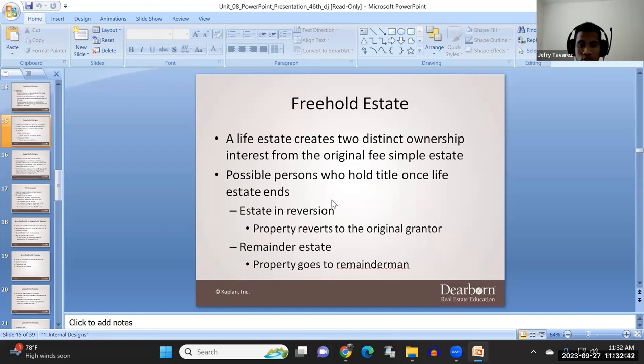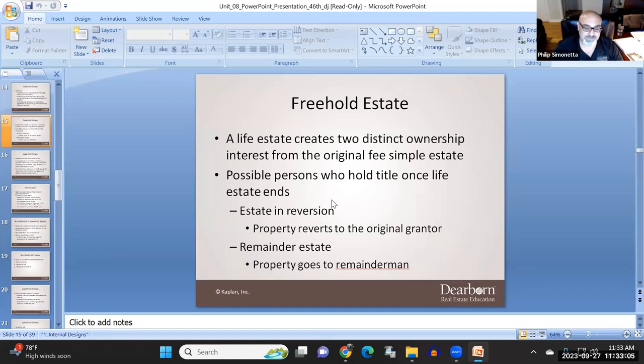You need to know that. So, remainder man. You may see that. What's a remainder man, right? A remainder man sounds confusing. It's who the estate goes to after the life estate ends. It's called a remainder estate, remainder man, right? Okay. Estate in reversion, it goes back to the person who gave it. That's the only two possibilities you have when you have a life estate.